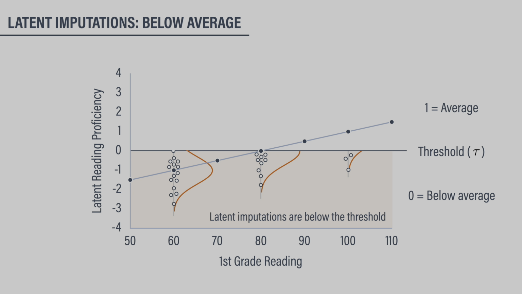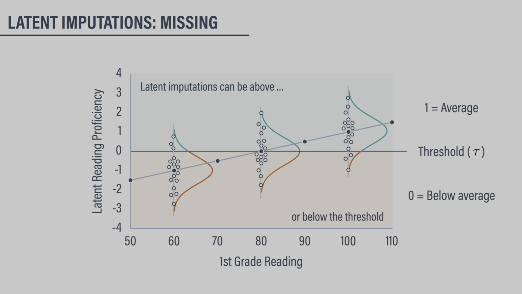Next, let's look at latent variable imputation for a student with below average reading in 9th grade. This time the probit model requires that the latent variable scores are below the threshold cut point. The graphic shows the latent variable distributions at 3 levels of 1st grade reading. So again, notice that the normal curves are truncated at 0, but this time in the upper tail of the distribution. The black dots are the predicted latent variable scores from the regression model, and the white circles are again plausible latent variable imputations. MCMC samples scores at random from these distributions.